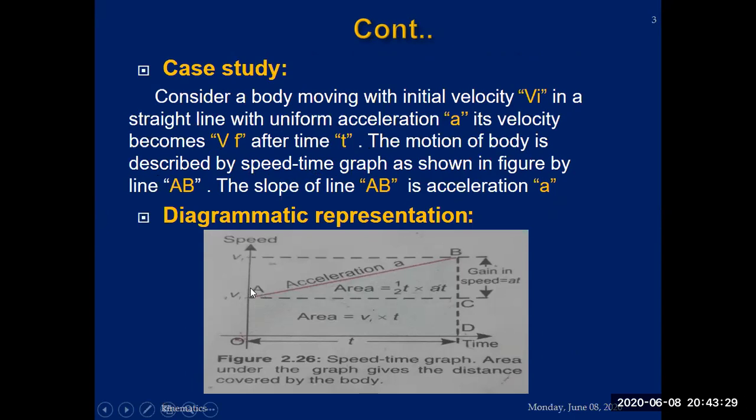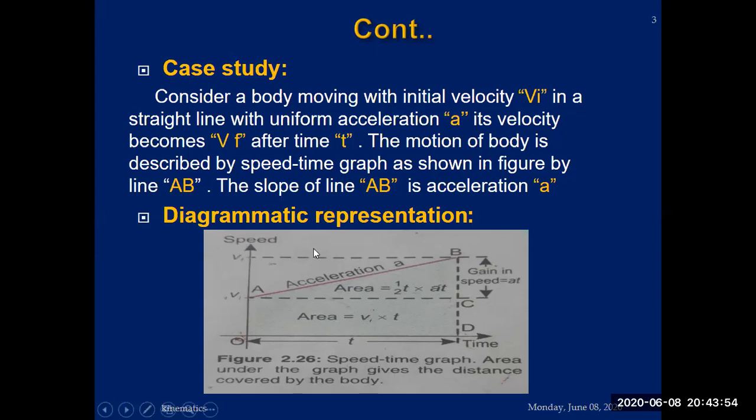And you have drawn this graph, speed along the y-axis and time along the x-axis. So you have drawn the line, and the straight line shows that the body is moving with uniform acceleration. And if you look at it, this is the time taken by the body, time along the x-axis. This one is the speed along the y-axis.